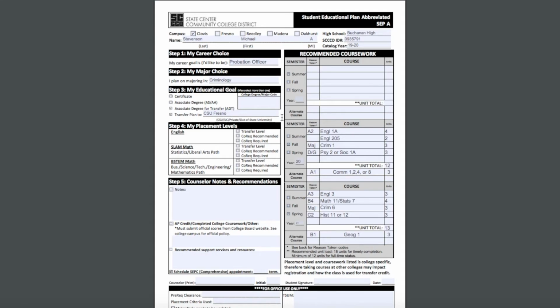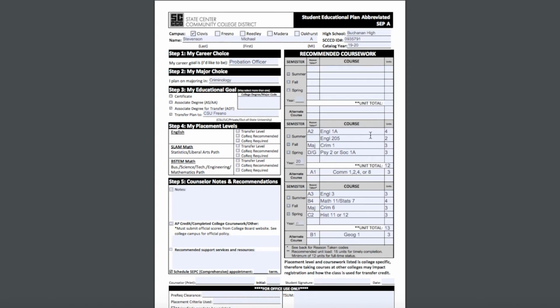And so this student's planned coursework is going to look a little bit different than the last SEP that we saw. So again, this is the fall 2020 semester that we're looking at. So the courses that are planned are English 1A and English 205. And English 205 is a support class that needs to go with English 1A. So the student needs to make sure that they register for both of those classes at the same time for this semester.